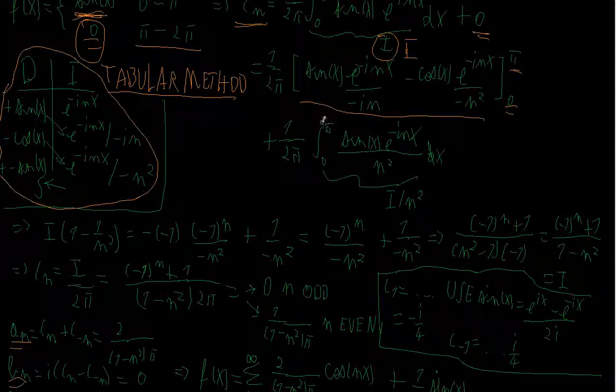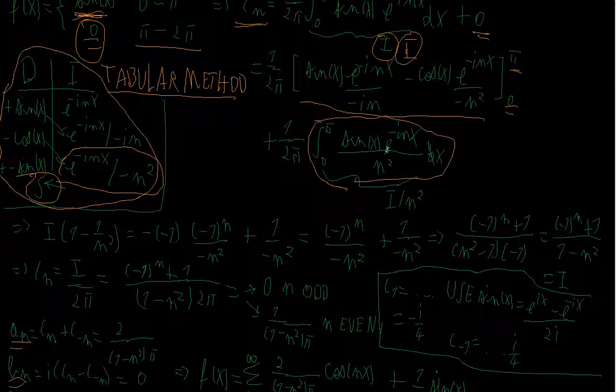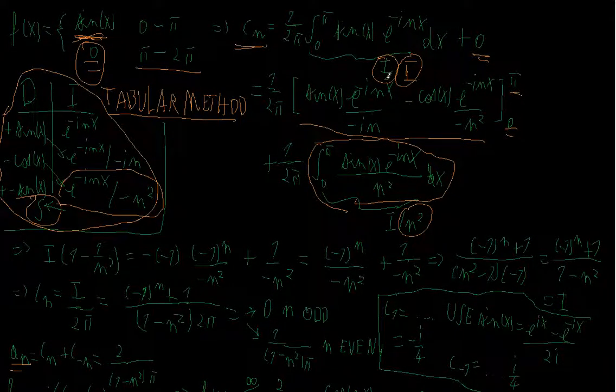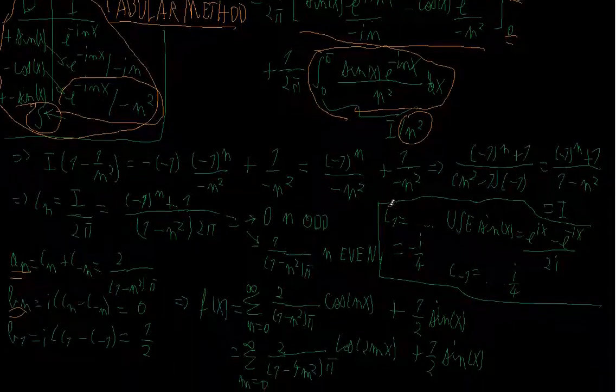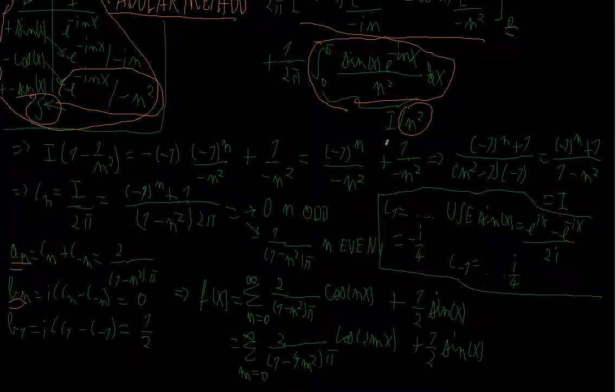And here you can notice that this comes from the last part of the tabular method, the thing that you couldn't evaluate. And if you notice carefully, this here is our original integral I divided by n squared simply. Okay, it's the same integral, sine of x e to the negative i n x from 0 to pi, but there is n squared. So using that, we can do a bit of algebra.